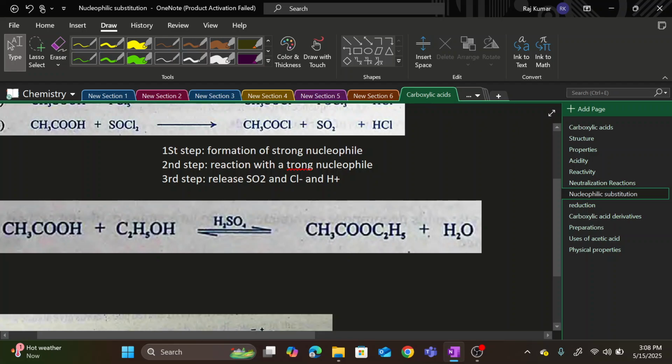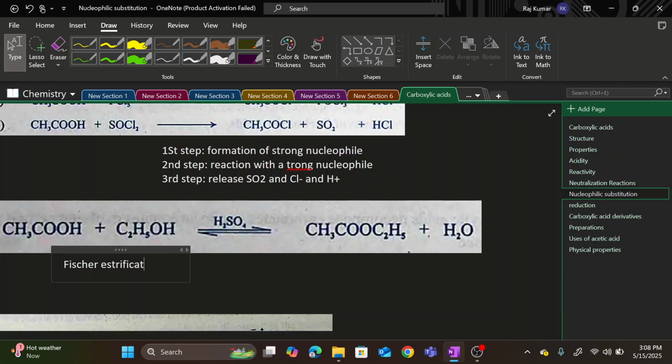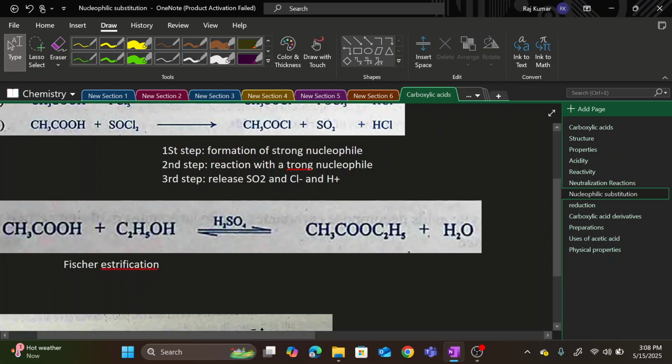The second type of reaction is a very important reaction, the most important reaction with carboxylic acid, which is esterification. If you were to name it more fancifully, we are going to name it Fischer esterification. Fischer esterification is done when carboxylic acids react with an alcohol in the presence of a strong acid or base. At that point we are going to get an ester, a compound which is known as an ester.